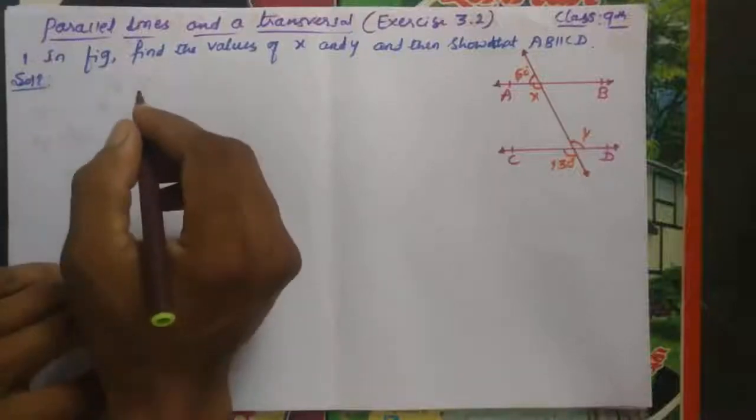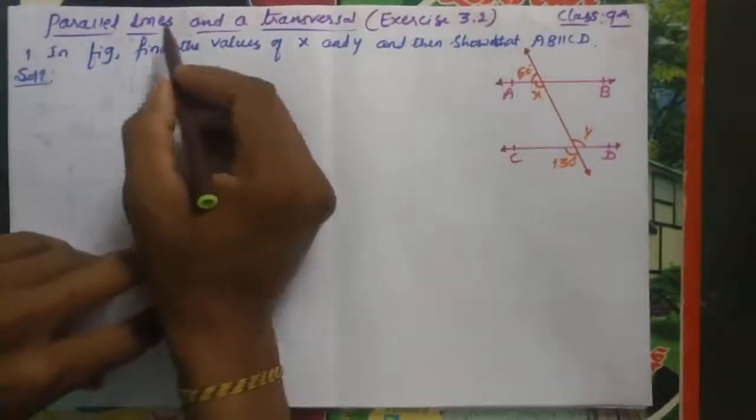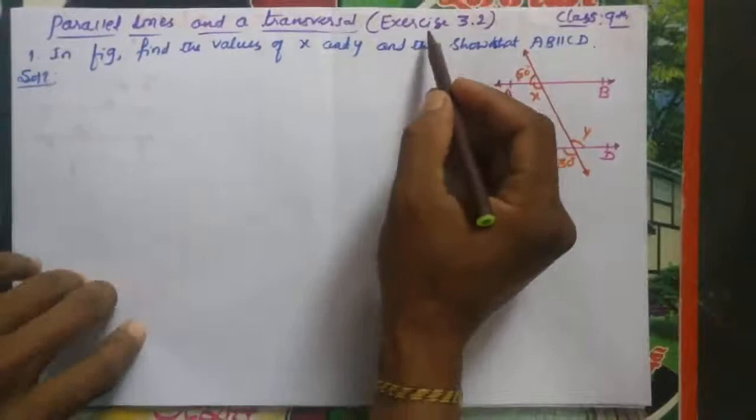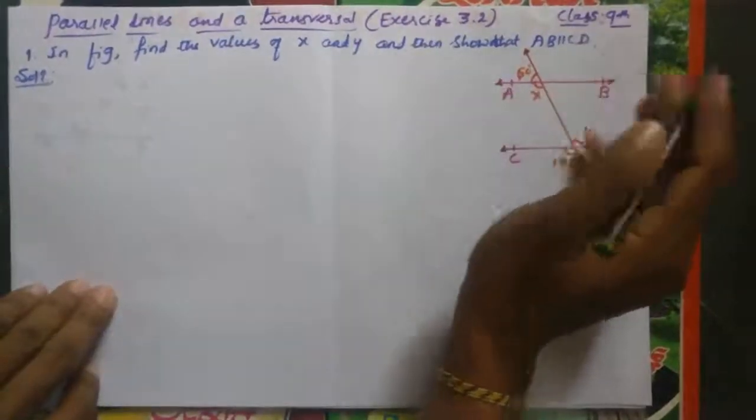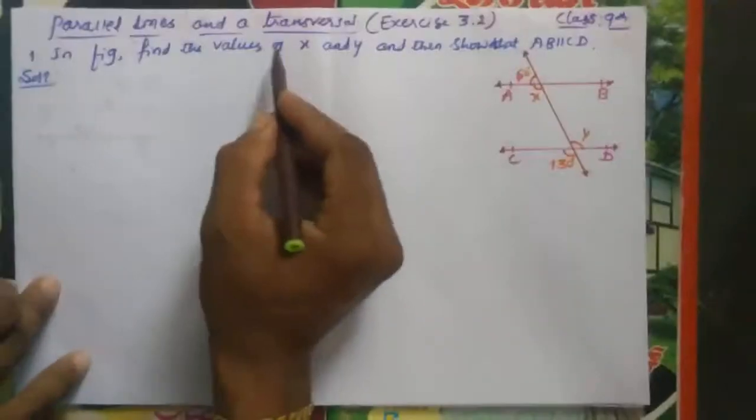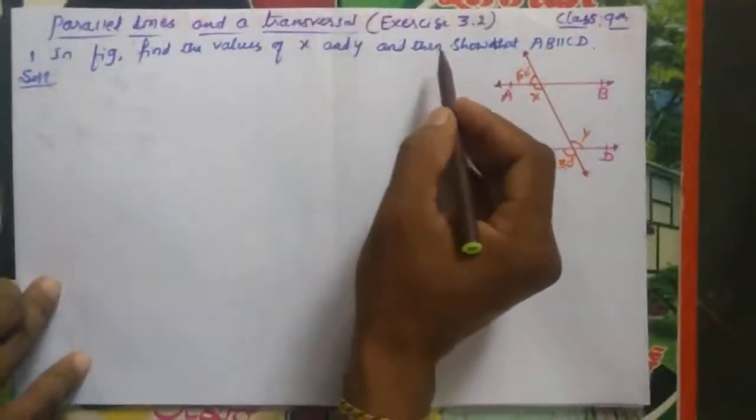Dear students, today in this class you are going to learn about parallel lines and transversal. Exercise 3.2, class 9th standard, lesson lines and angles. Here we have the first question. In the figure, find the values of x and y. Then show that AB is parallel to CD.